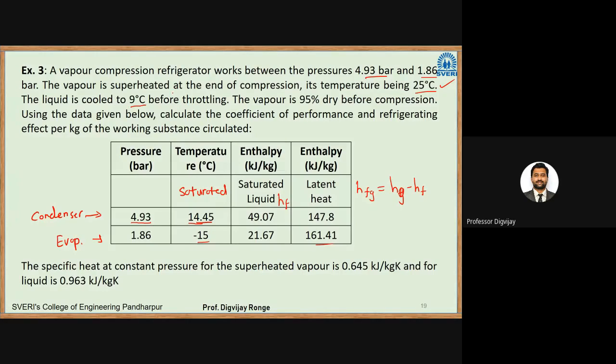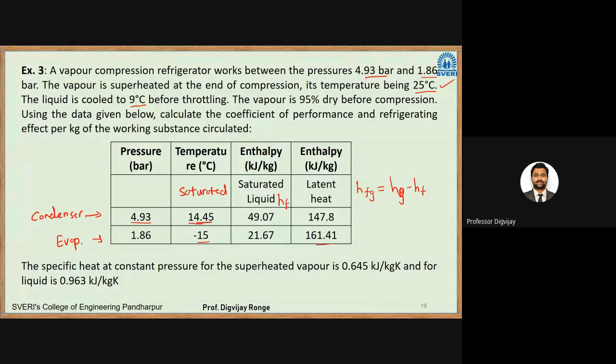Okay. Again, the liquid is subcooled. So the liquid is cooled after the condenser. Subcooling takes place. Again, that 9 degrees Celsius, if you see, is less than 14.45. That means what? It is less than the saturation temperature. When the temperature is lower than the saturation temperature, then it is subcooling. So easily by looking at the problem, even if they don't mention superheated or subcooled, you can find out.